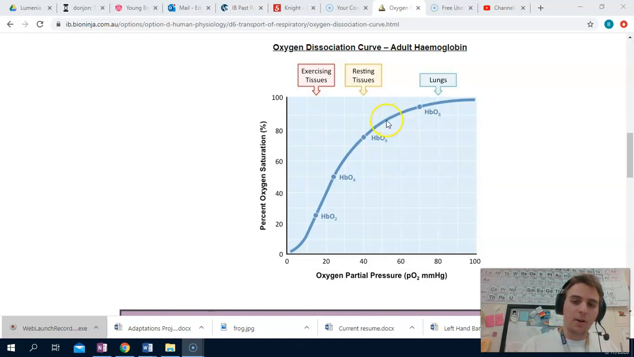And then from the heart, you're going to go to the resting tissues. And as you go more and more through the body, you're going to lose more and more oxygen. Now, probably around here is where the blood is actually going to be coming back to the heart. Because I mean, you've got to think about it. Your blood is going to be going, so let's say it's going to the feet.